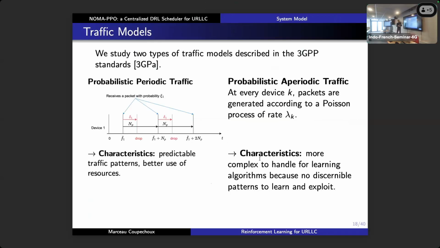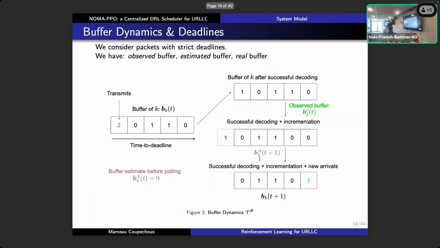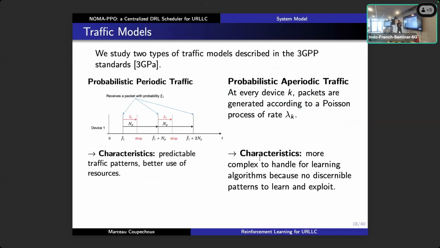In terms of traffic model, we rely on two 3GPP models. The first one is a probabilistic periodic traffic. The idea is that every device sends with a certain period, possibly with a certain probability. So there is an offset for every user, for example, for user 1, F1, and then every NP frames it can possibly send a packet with a certain probability.